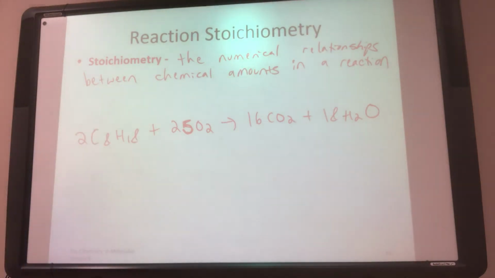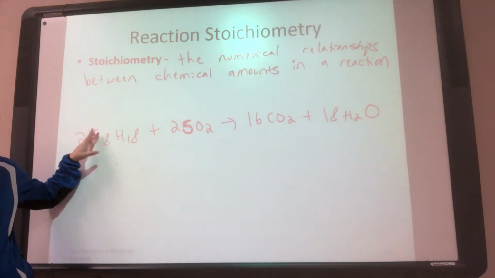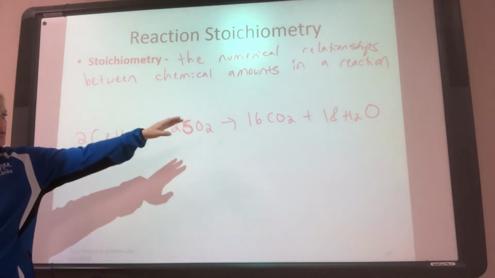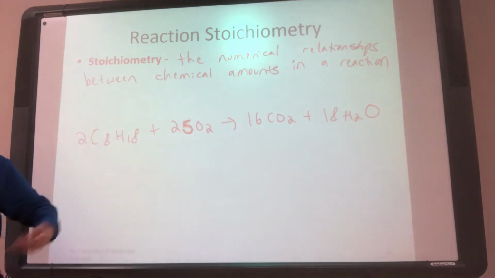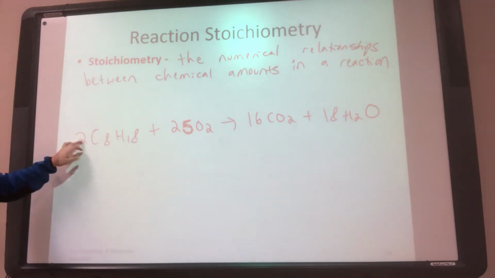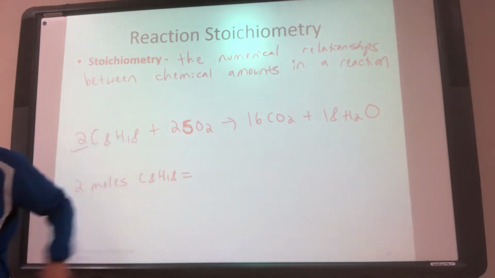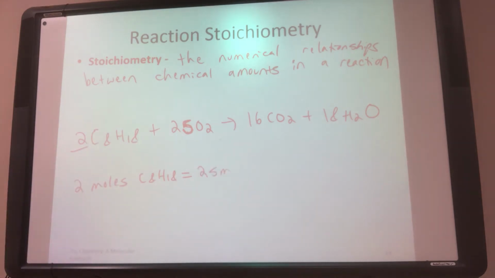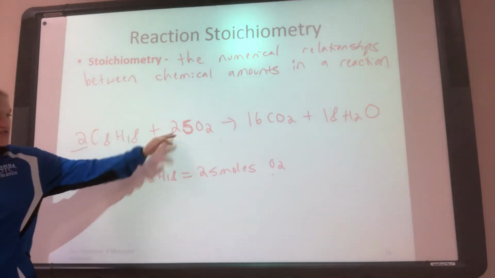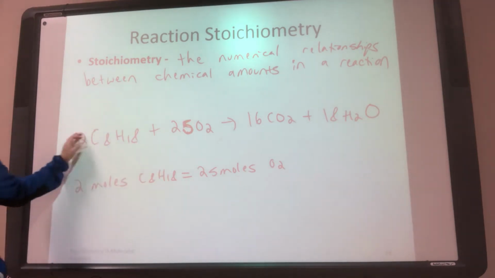So what stoichiometry is telling me is a mole-to-mole relationship. How can I relate this to that guy? How can I relate all these compounds together? I do that using my coefficients. So what this 2 is telling me is that for every 2 moles of C8H18, I have 25 moles of O2. I can relate a reactant to a reactant, but I can also relate these guys to the product.